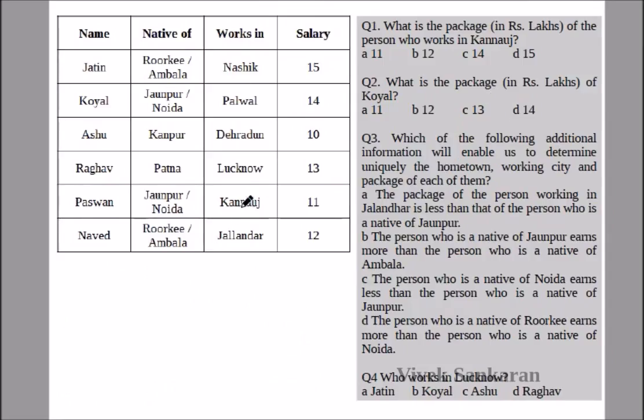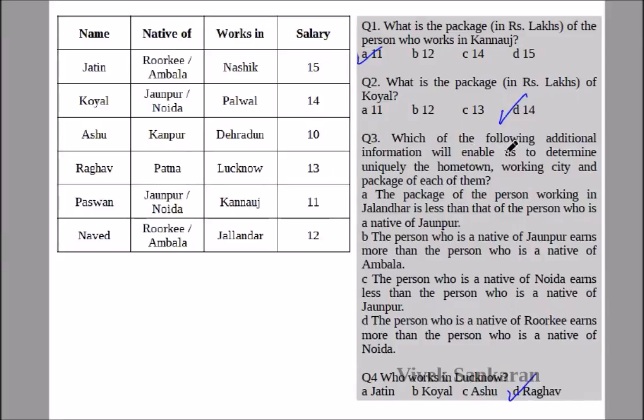I've just tabulated all of them. What is the package in rupees lakhs of the person who works in Kannauj? Okay, Kannauj is here, 11 lakhs, option A. What is the package of Koyal? Koyal's package is 14, option D. We'll look at the third later, it's pretty long. Who works in Lucknow? Lucknow is Raghav, option D.